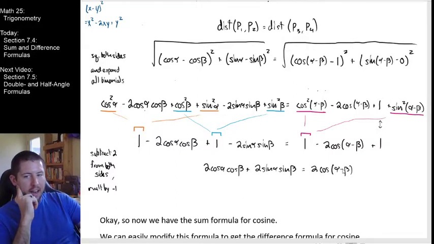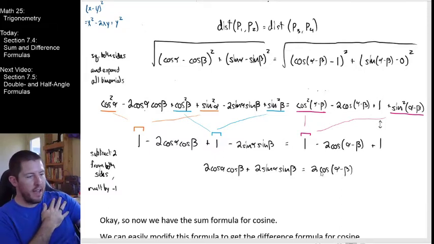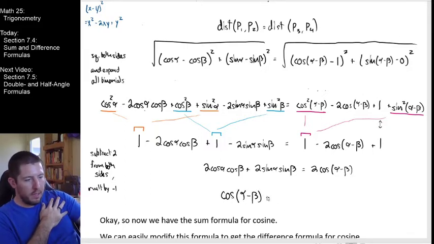It looks like I just got to divide everything by 2, and I have found a way to rewrite cosine of alpha minus beta. So I'm going to flip this around just because I like to see this guy on the left right here. It looks like we're getting cosine of alpha minus beta equals cosine alpha cosine beta plus sine alpha sine beta. Boom.